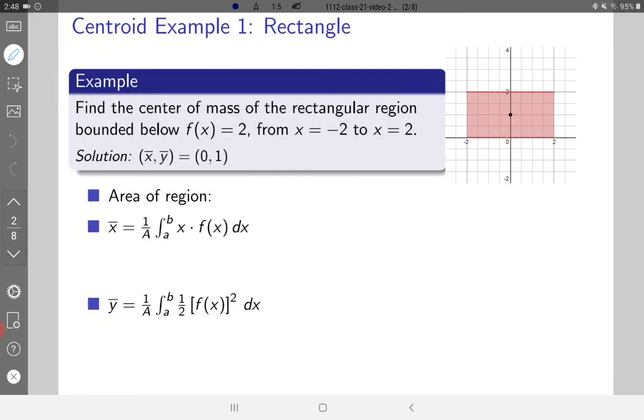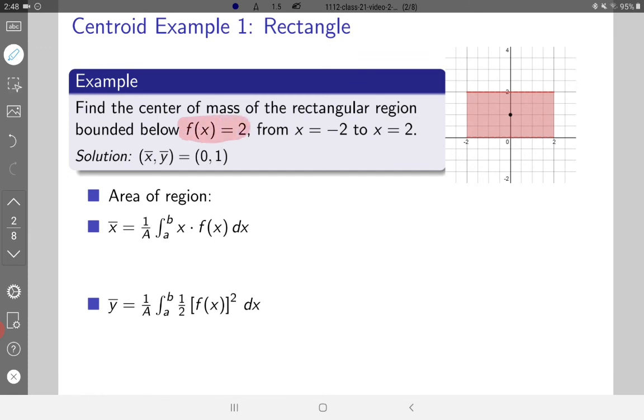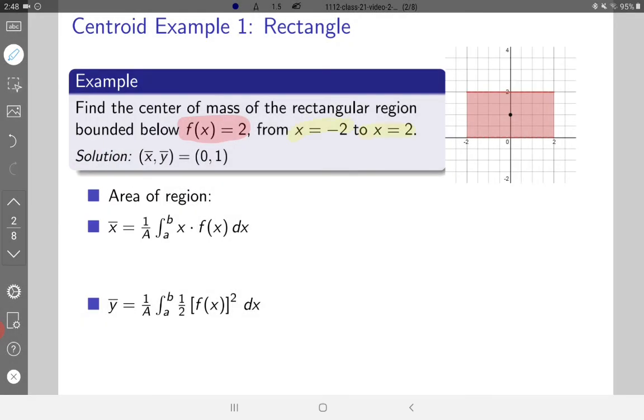First, let's consider the rectangular region bounded below the graph of f of x equals 2. That is the function that we're talking about, and its graph is that upper horizontal line we see in the graph there. And we're going to go between x equals -2 and x equals +2. Those are telling me the left and right boundaries of the region. And without even knowing those integration formulas, I hope you would agree that it makes sense that the center of mass, the centroid of this rectangle, is exactly where you might expect it to be.